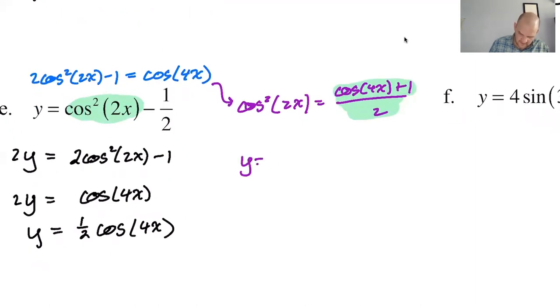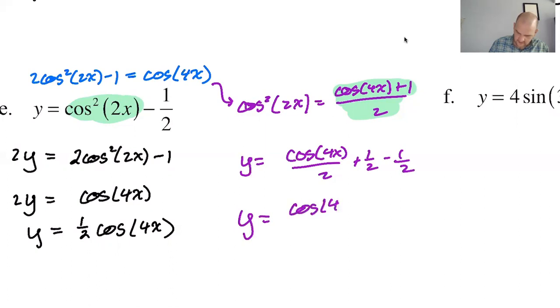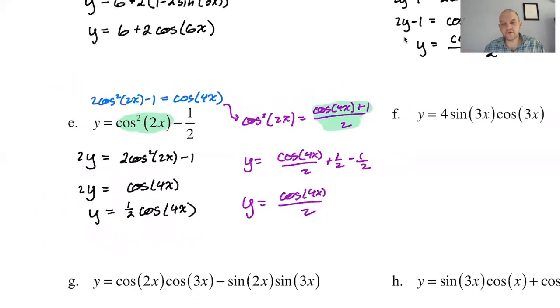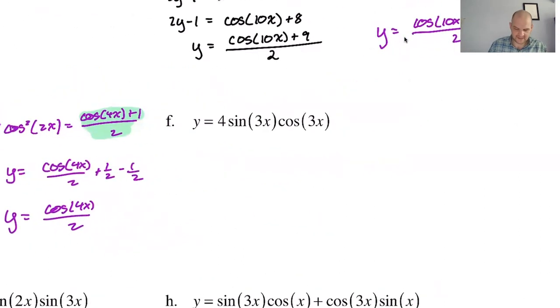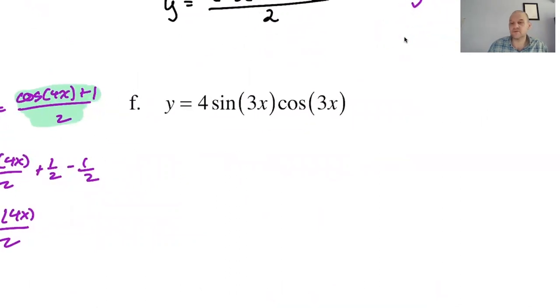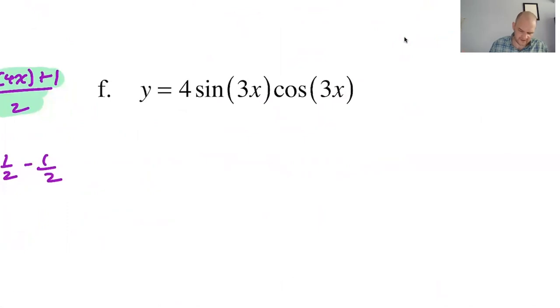y equals, so I'm going to rewrite it in pieces this time. Cosine of 4x over 2 plus 1/2, and then minus 1/2 from the original. So y equals cosine of 4x over 2, which is the same. So it doesn't matter which way you do it. And that's kind of a neat part about these. There's a lot of different options. The power reducing formulas are super useful later on in life. It depends on what calculus you take, but in general, they're very useful.